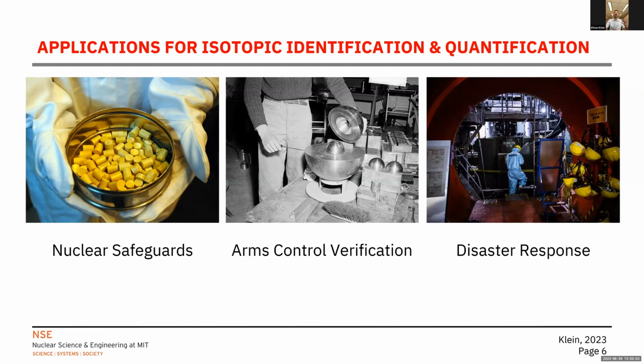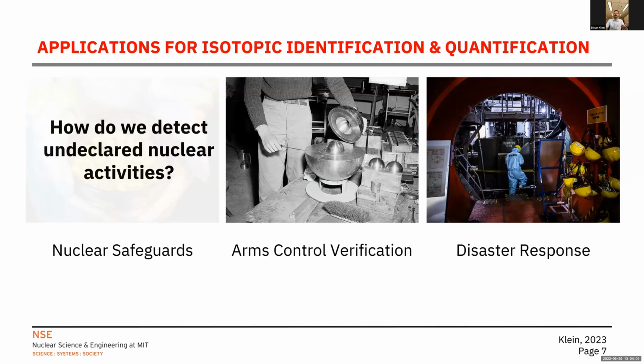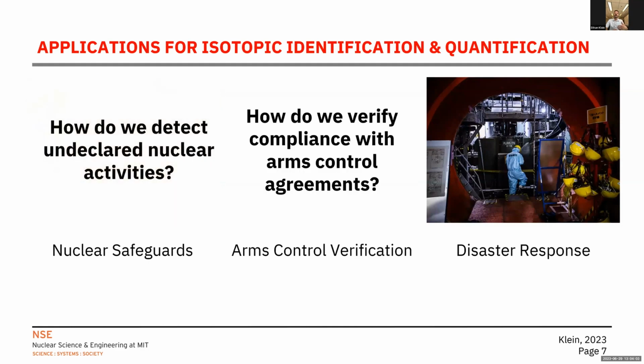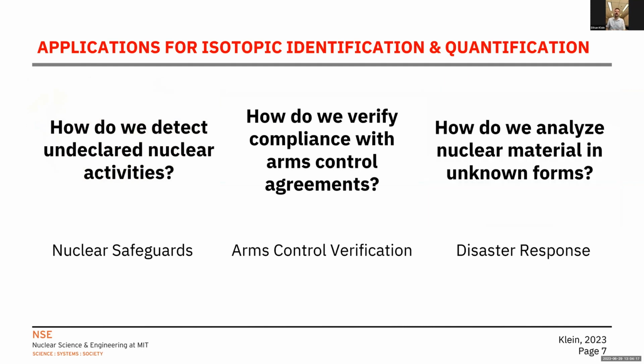The associated questions with each of these different areas that we're seeking to answer using our nuclear techniques are: first, how do we detect undeclared nuclear activity? Second, how do we verify compliance with arms control agreements? How do we know that when a country says this is a nuclear warhead or it's not a nuclear warhead, that we can verify that and say, yes, they are indeed correct, they're not tricking us. And for the third, how do we analyze nuclear material in unknown forms?